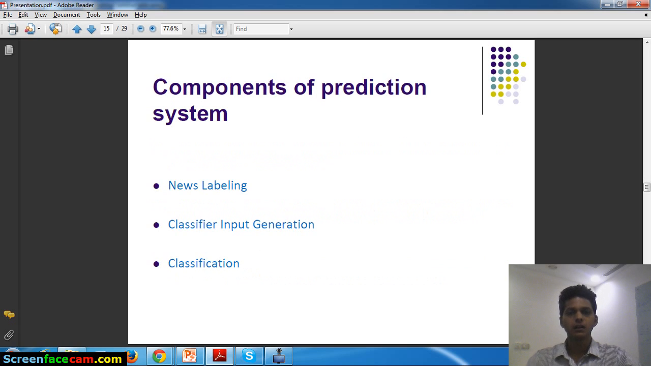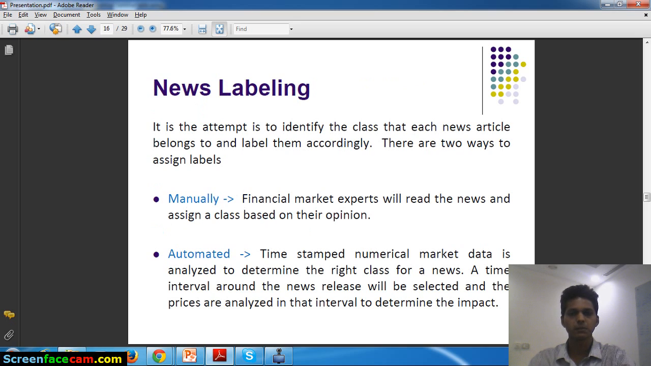Moving on, we'll talk about components of a prediction system. There are three basic components of a prediction system. These are news labeling, classifier input generation, and classification. News labeling is nothing but an attempt to identify the class that each news article belongs to and label them accordingly. To assign labels, we can do it in two ways. It can either be done manually or it can be done automatically.